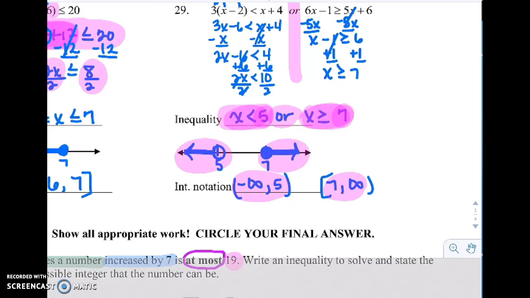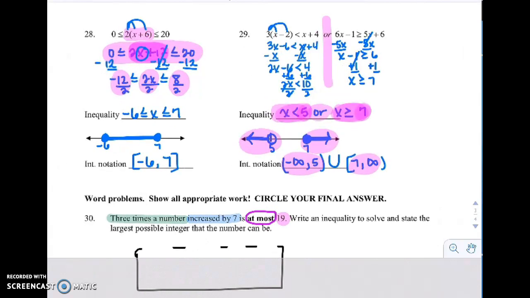Just want to change something right here. Usually when we have it in interval notation, we use our symbol for or, which is that U. All right, so let's concentrate on some word problems now. Two word problem examples to look at.